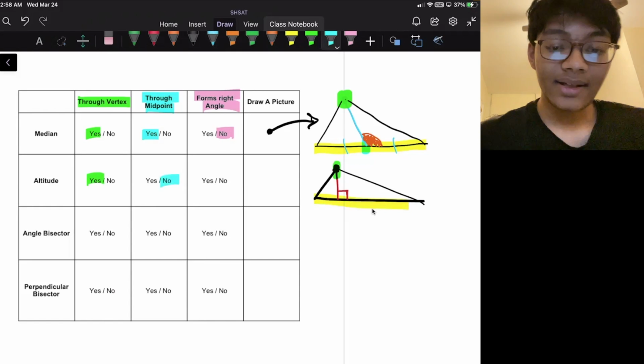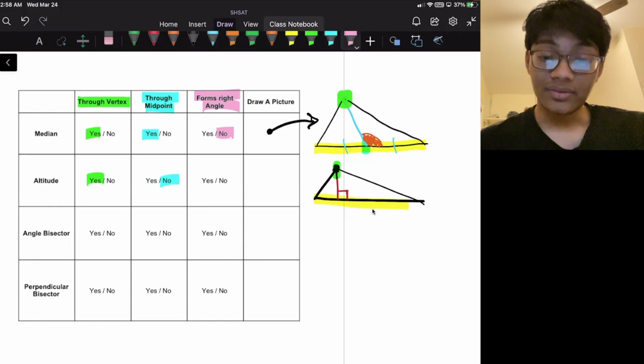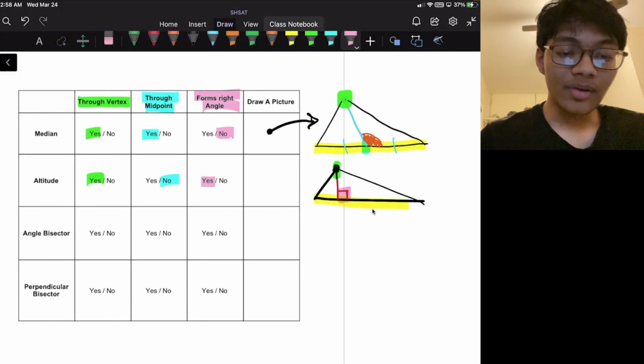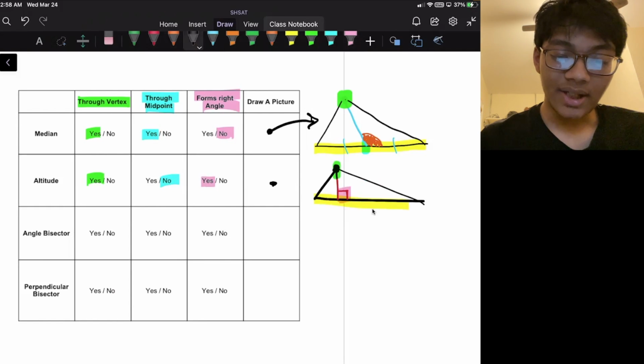Does my altitude form a right angle? Well, yes it does. So yes. And draw a picture. Well, we got that right here.